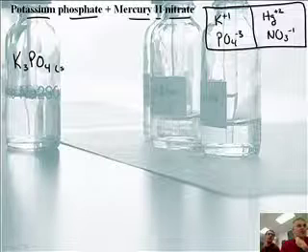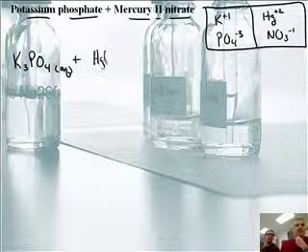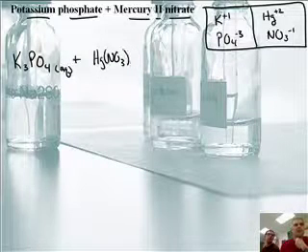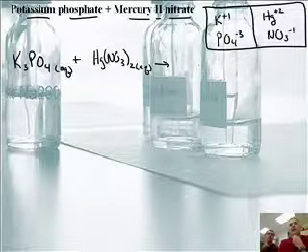K3PO4. Now, if you look at the solubility table, trust me, Mr. Bergmann, it's aqueous, right? Yep. And mercury II nitrate would be Hg(NO3)2. That is also aqueous. Don't believe us? Check the table.